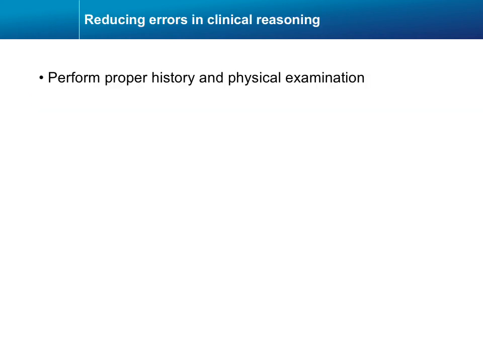In this final section, we'll just talk about how to reduce errors in clinical reasoning in our own clinical practice. And the first very basic thing to say is that you need to always perform a proper history and physical examination, because that's, as I hope you've seen, absolutely fundamental to diagnosis and clinical decision making. I'll give you a recent example. An ACP phoned me to refer a patient to hospital.